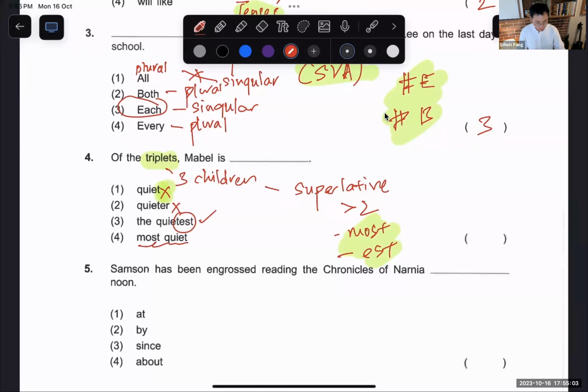Why cannot be most quiet? Why cannot? Kanish? Because there is already a superlative form. Yes, very good. You only use most when there is no superlative form. Like beautifulest, cannot. Beautifuler, cannot. Beautiful has no comparative or superlative form, so you use more or most. More or most are replacements for the absence of superlatives and comparatives.